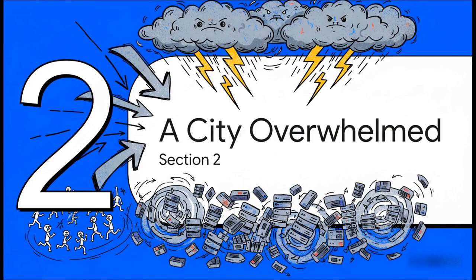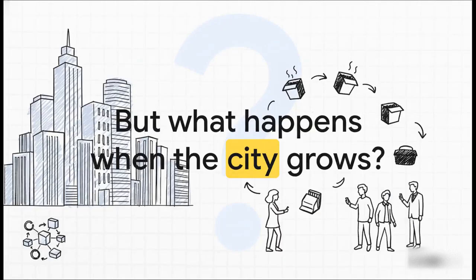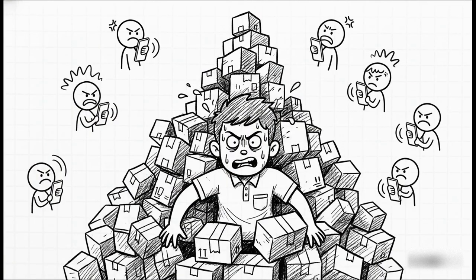Okay, section 2, a city overwhelmed. Now this is where things start to go wrong. So what happens when the city starts to grow? I mean, really grow. Business is booming, and suddenly everyone is placing an order. What do you think happens? Well, it's pretty much a disaster, right? The complaints start pouring in. Why is he taking so long? Where's my food? And in our world, that translates to, why does the server lag so much under load?